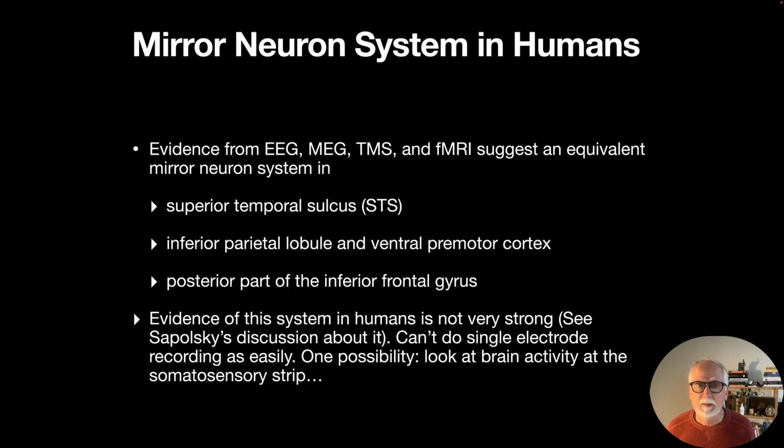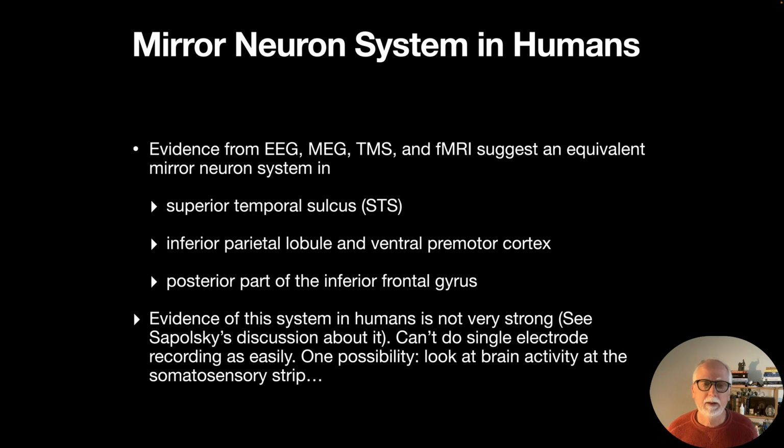And Sapolsky goes on about this quite a bit in chapter 14 and talks a little bit about the overexcitement about mirror neurons. Lots of critiques about it. Very difficult to establish, since it's difficult to do the single electrode recording the same way that you could do with the monkeys.